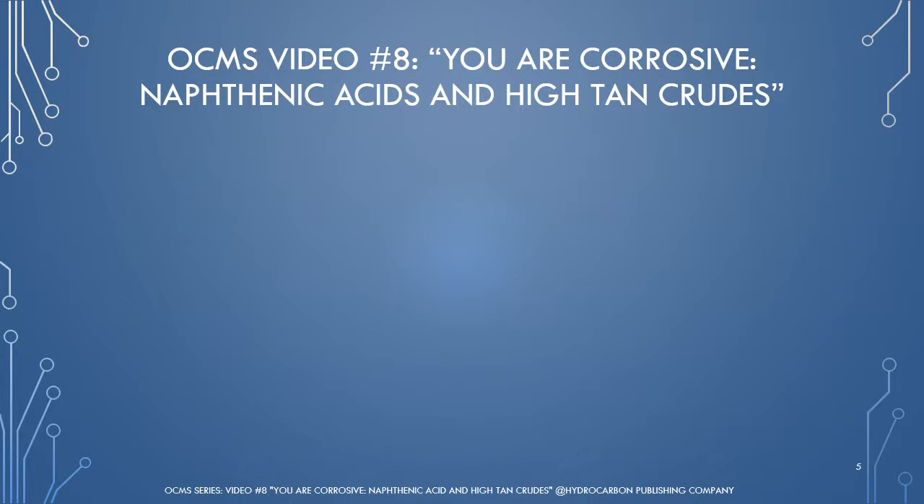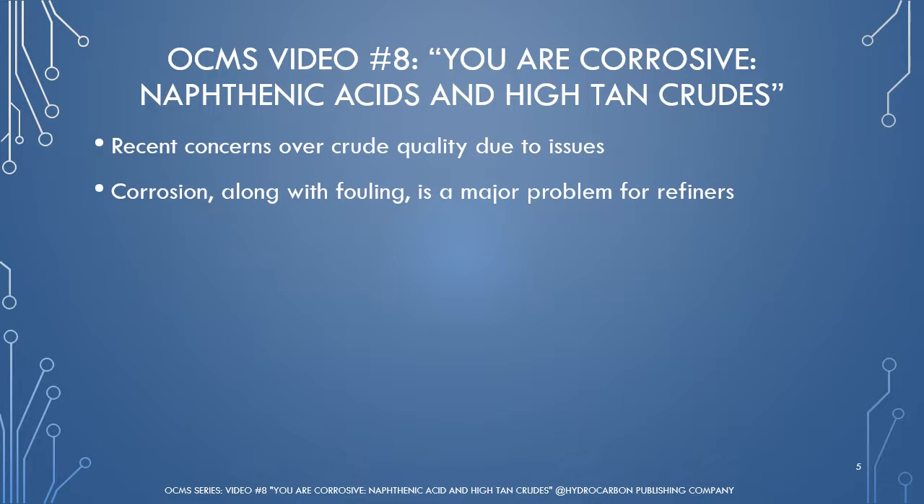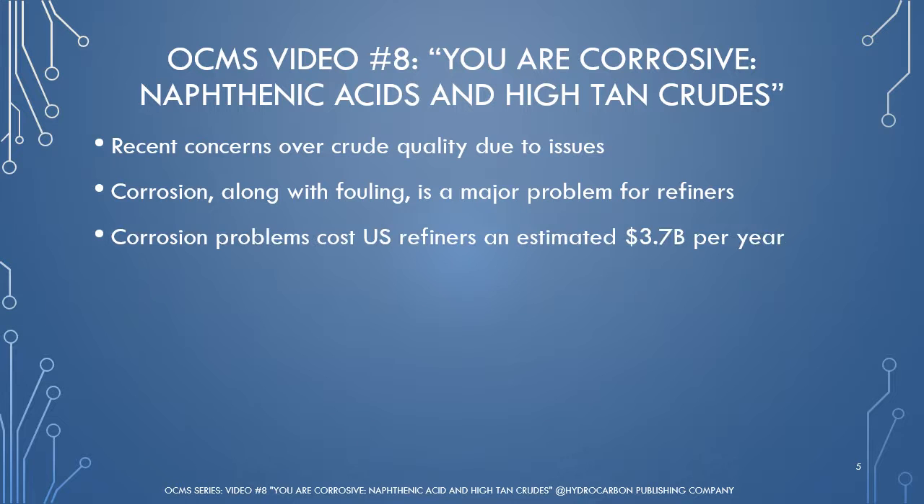As mentioned in our previous videos, certain crude quality and blending practices have caused concerns for refiners due to potential problems from cheaper crudes. Corrosion is one of two major problems refiners face when processing certain crudes and blends. It is estimated that corrosion costs U.S. refineries about $3.7 billion a year.